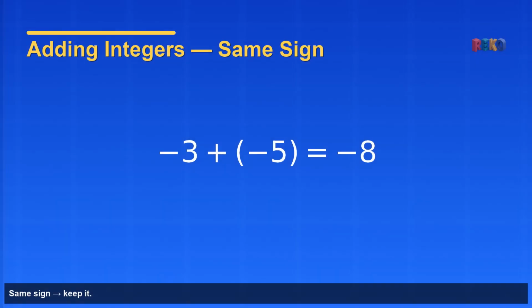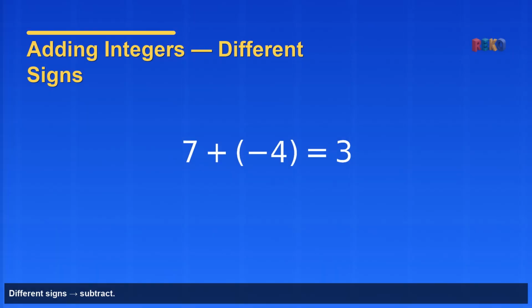When two numbers have the same sign, we simply add their sizes and keep that sign. For example, -3 plus -5 means we're moving further left on the number line, so the total is -8. You can think of it as combining two losses or two decreases to make a larger decrease.